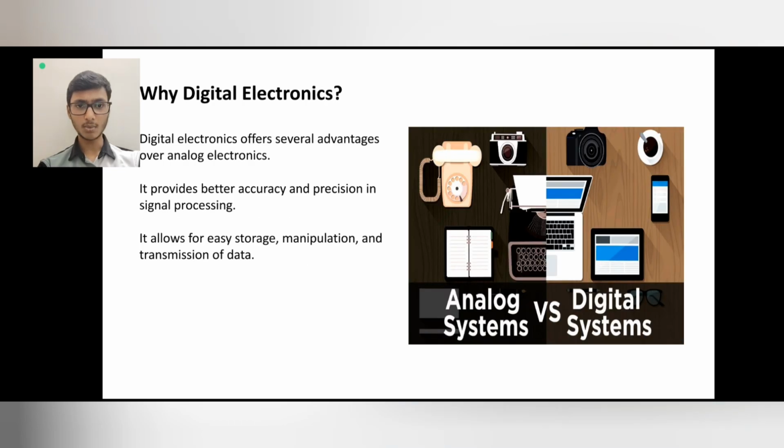Let us see why we need digital electronics when we have analog electronics. Digital electronics offers several advantages over analog electronics. It provides better accuracy and precision in signal processing. It allows for easy storage, manipulation, and transmission of data, which is not possible in analog systems.